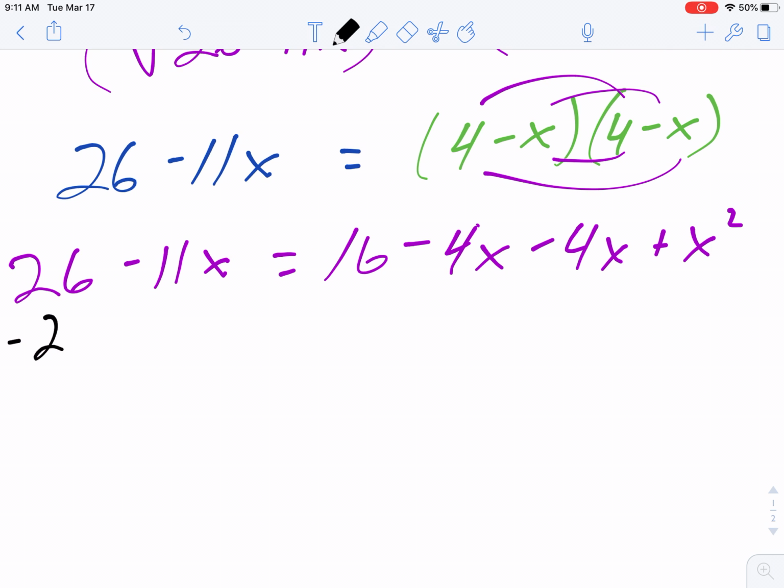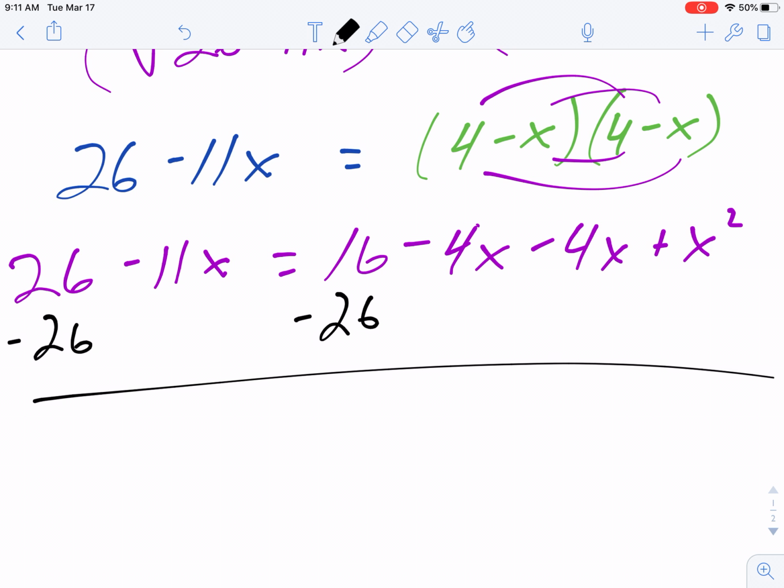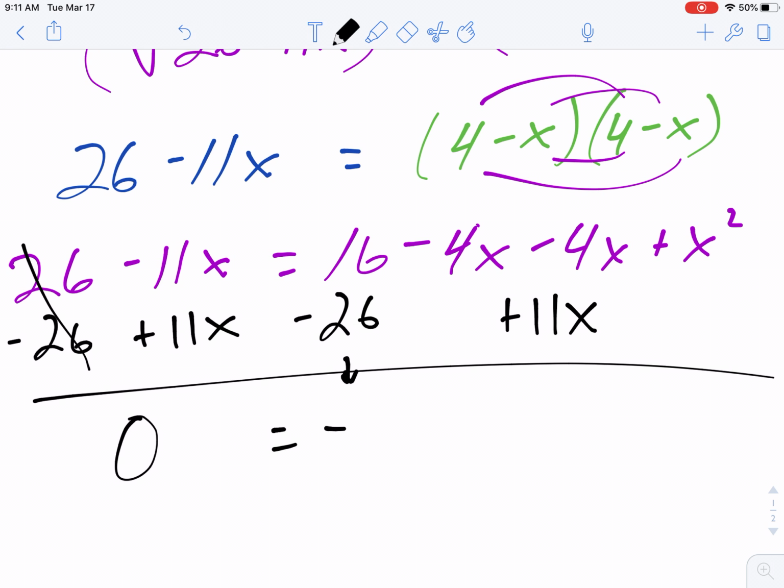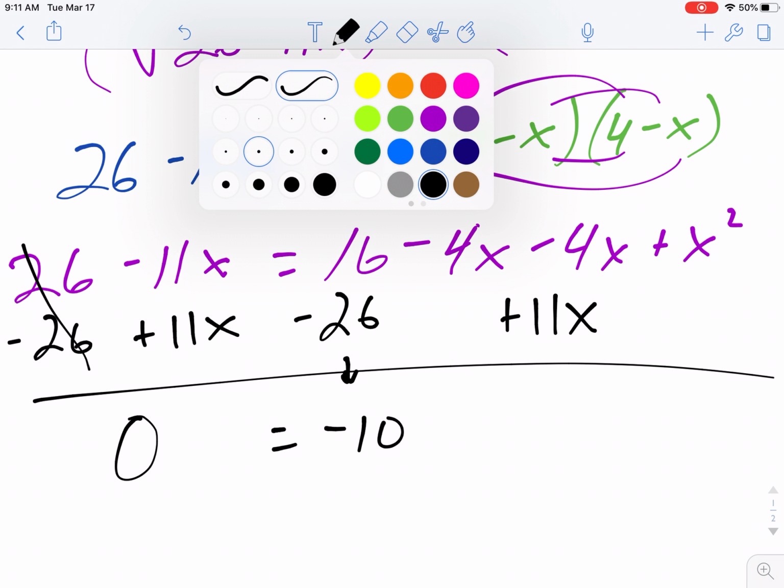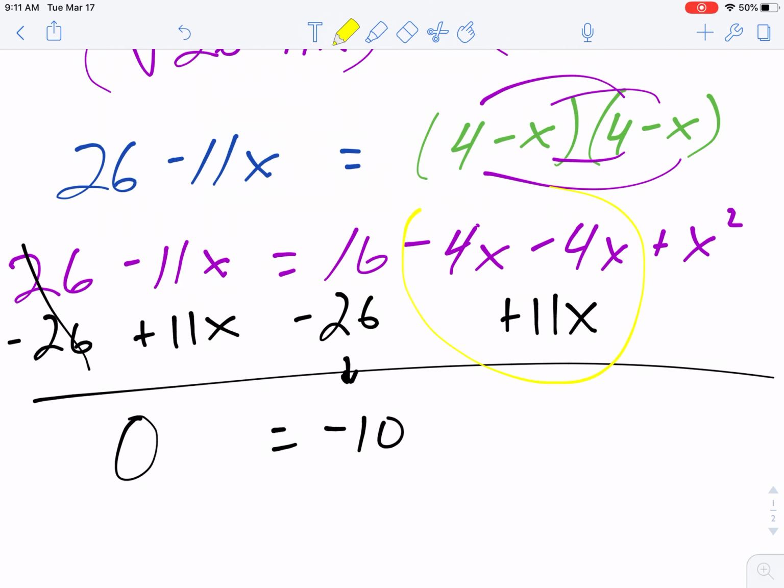I'm going to choose to subtract 26. We need to get it into standard form, so get 0. I'm going to choose to move 0 on the left because it looks easier. So what do we end up with here? This looks like a negative 10. Putting all those x values together, right there in the middle, it looks like it's going to be plus 3x. And then that plus x squared just comes down.